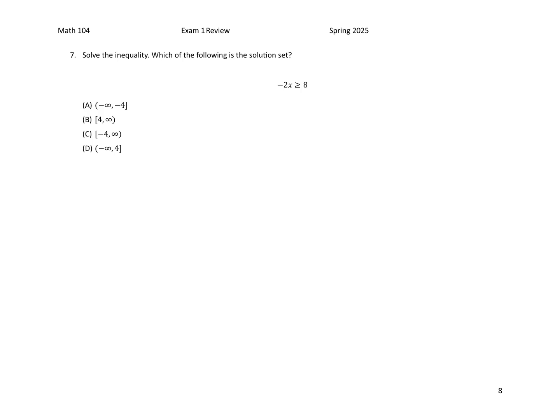Number 7, solve the inequality. Which of the following is the solution set? So we solve inequalities the same as we solve equations. We want to get the x alone. So I'm going to divide both sides by -2. And on the left, I get x, and on the right, I get -4.